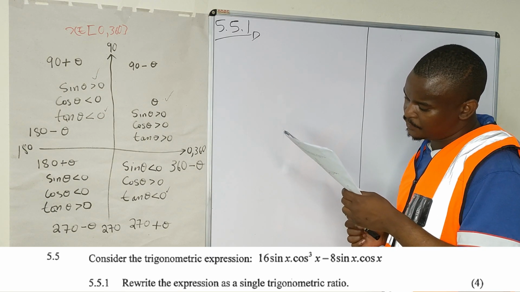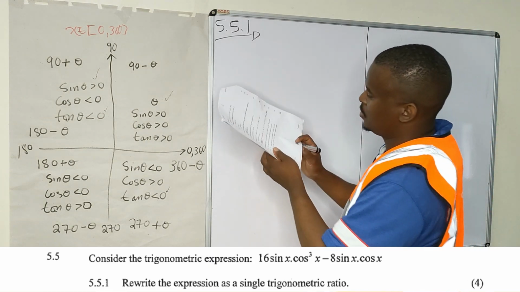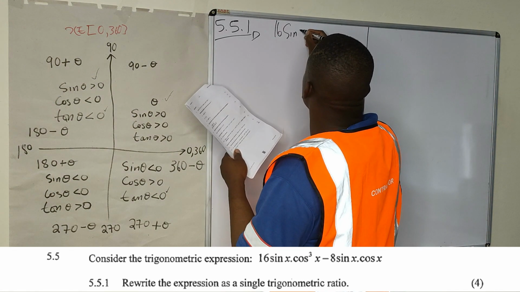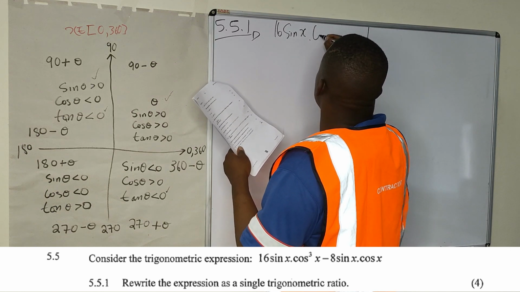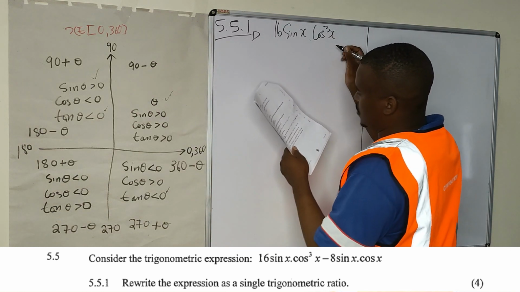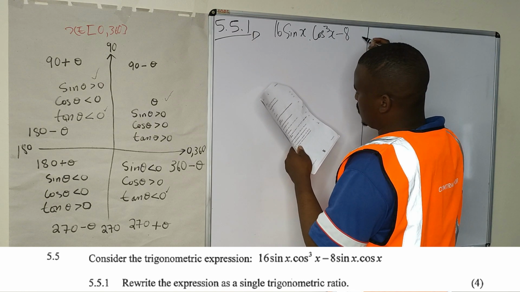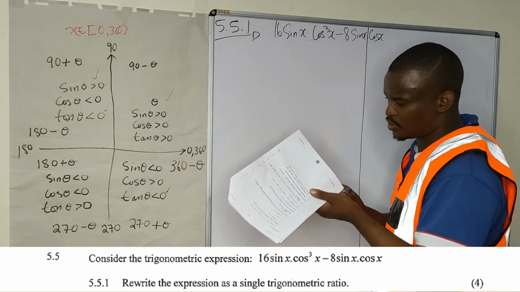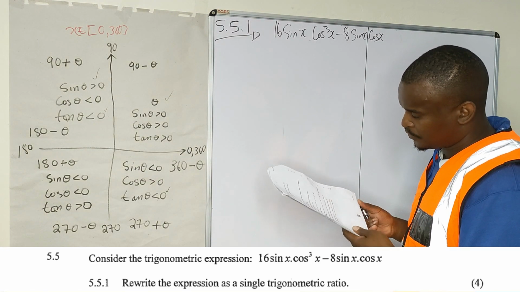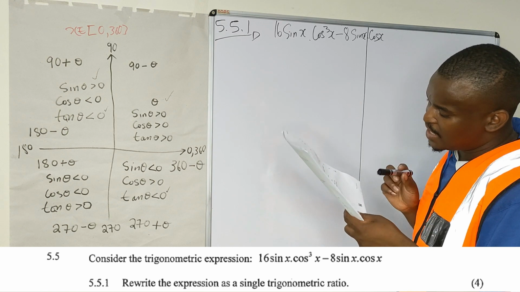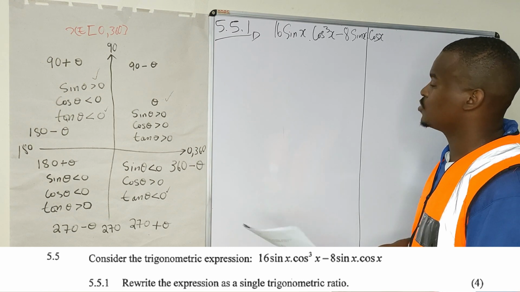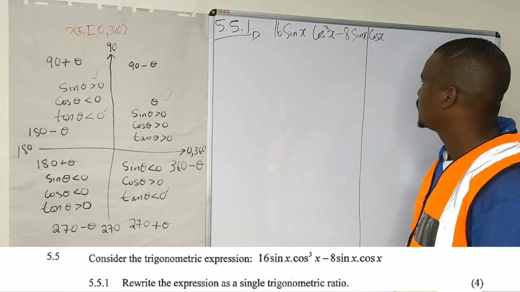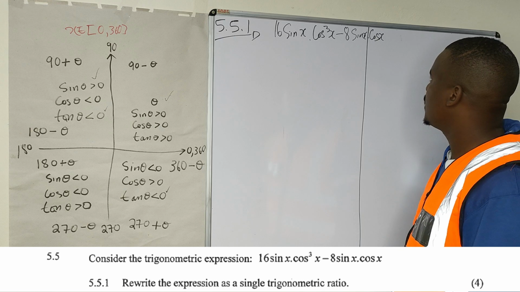So, rewrite: consider the trigonometric expression. So here's the trigonometric expression: 16 sine x times cos cubed x minus 8 sine x cos x. So you're given this trigonometric expression. So 5.1.1, write the expression as a single trigonometric ratio. They want us to write this thing as a single trigonometric ratio. So what are we going to do?